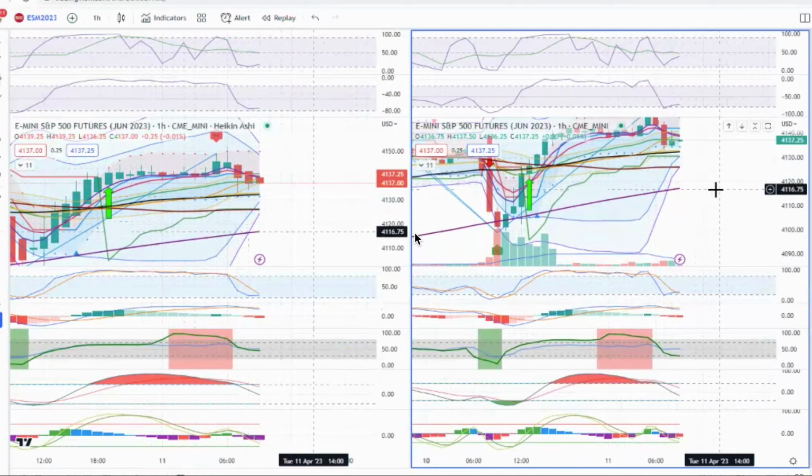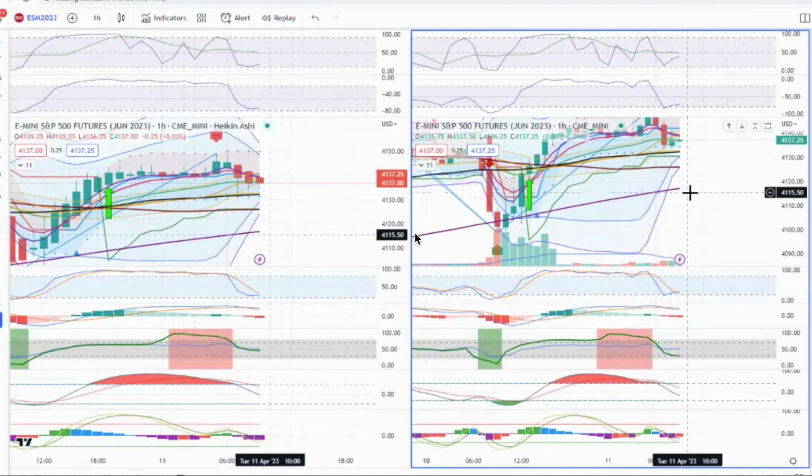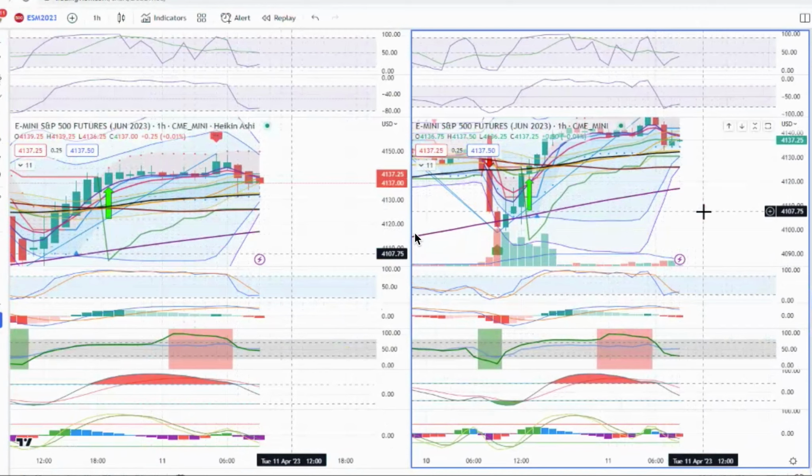If it comes back down to 4116, it gets a little hairy here. But if it clears this number here, the likely scenario is it's going to go down into that 4100 on ES. So that's the downside, about 37 points from where we are. I think that is not going to happen.